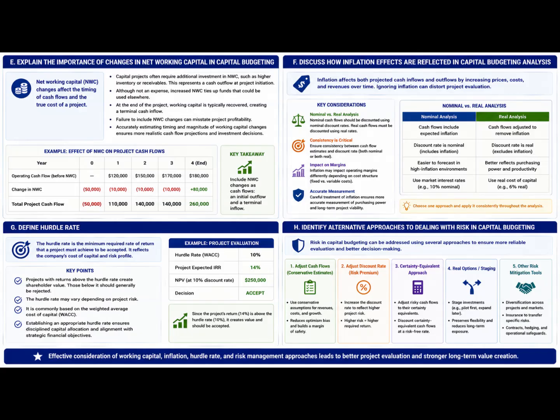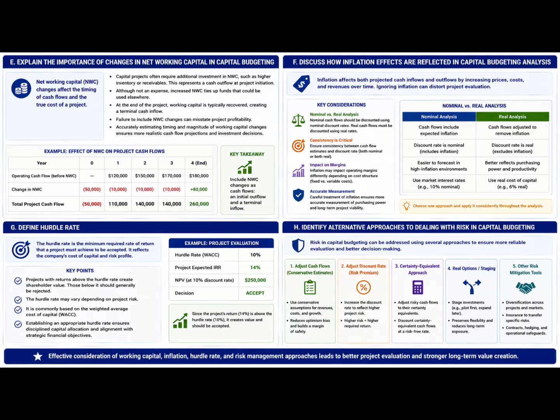Capital projects often require additional investment in net working capital, NWC, such as higher inventory or receivables. This represents a cash outflow at project initiation. Although not an expense, increased NWC ties up funds that could be used elsewhere. At the end of the project, working capital is typically recovered, creating a terminal cash inflow. Failure to include NWC changes can misstate project profitability. Accurately estimating timing and magnitude of working capital changes ensures more realistic cash flow projections and investment decisions.